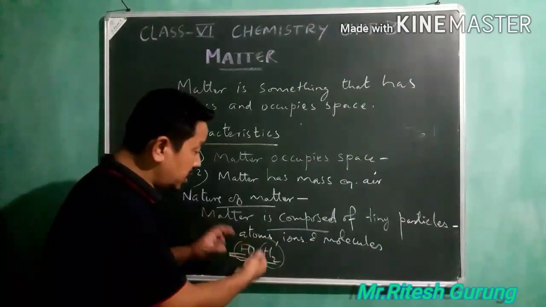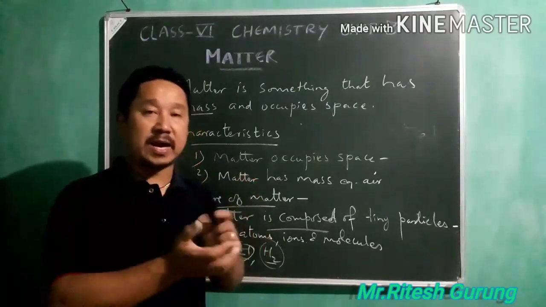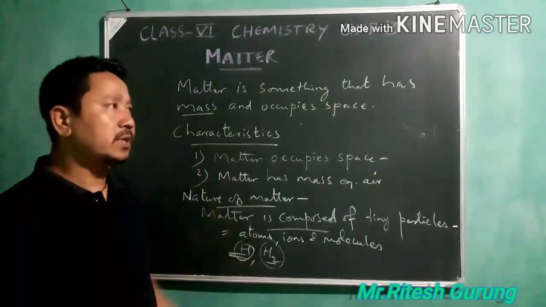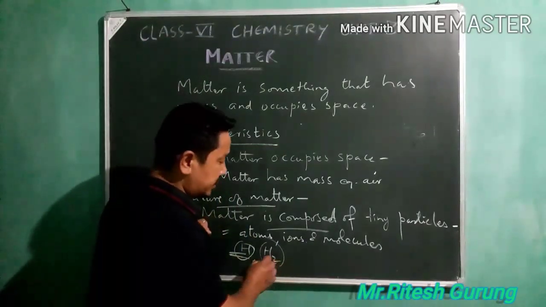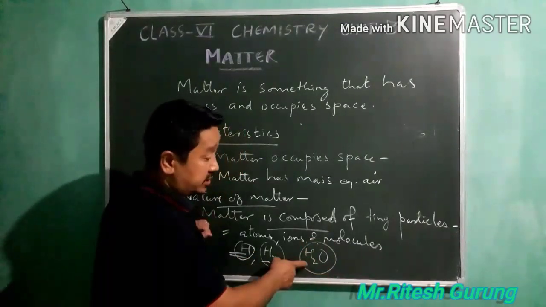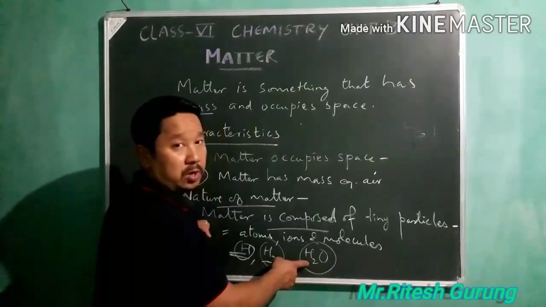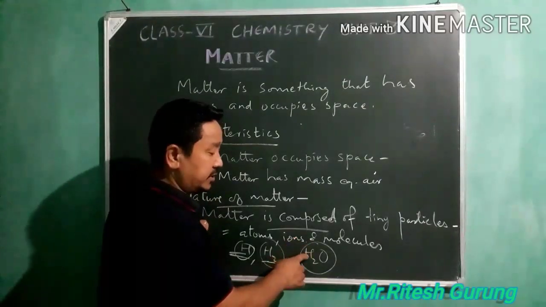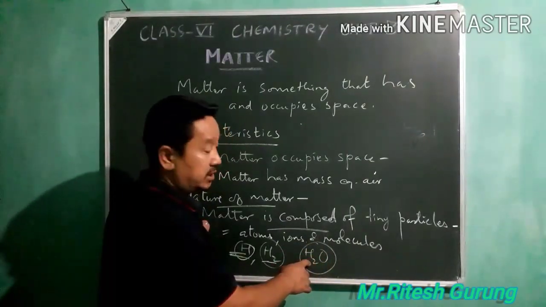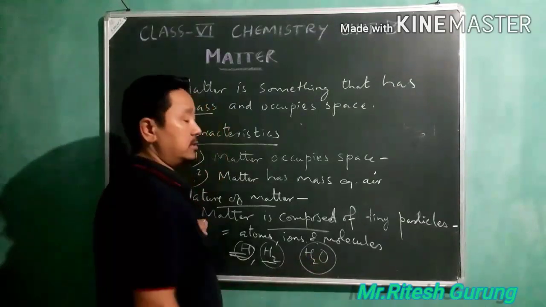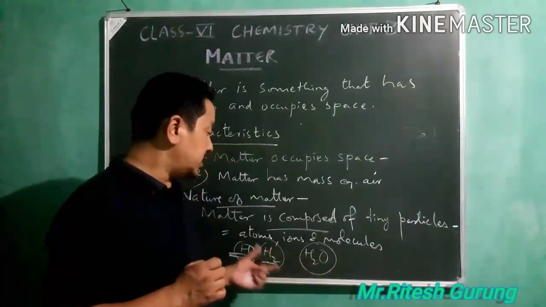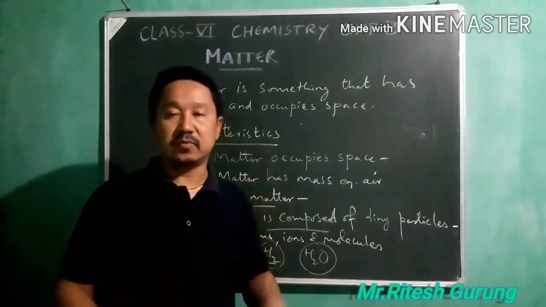So these smallest particles actually make matter. As I've told you, see here this hydrogen, and in the same way here water. This is also a molecule. This is a molecule of water, where you find two atoms of hydrogen and one atom of oxygen. So a combination of these different kinds of atoms together is a molecule of water. This way, matter is formed.